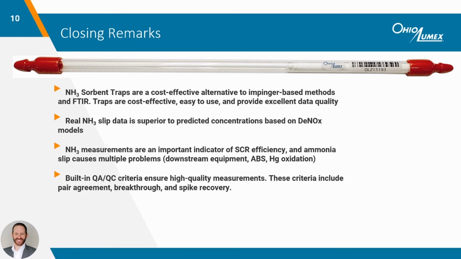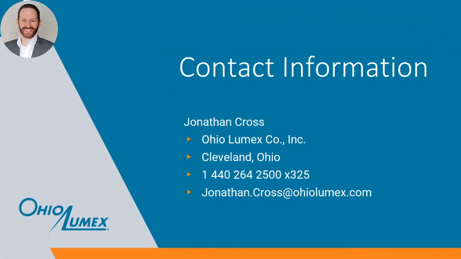Excess ammonia can lead to ammonia slip, which can cause downstream monitoring equipment to fail, produce ammonium bisulfate in the SCR and air preheater, and suppress mercury oxidation at the last layer of the SCR. Finally, the ammonia sorbent trap is a trusted method of measuring ammonia because it is modeled after Method 30B, the reference method for mercury. The sorbent trap method includes built-in QA/QC to ensure high-quality measurements, including pair agreement, breakthrough, and spike recovery.